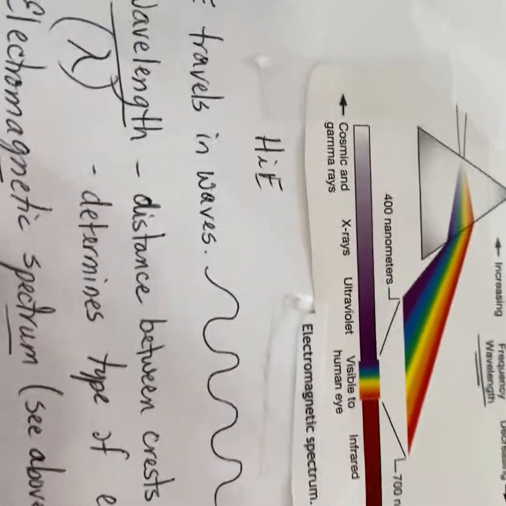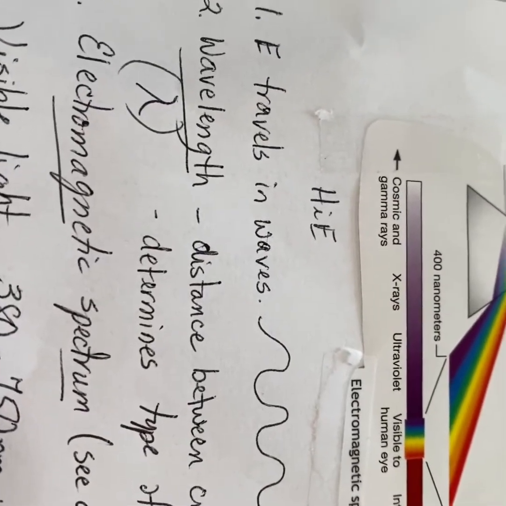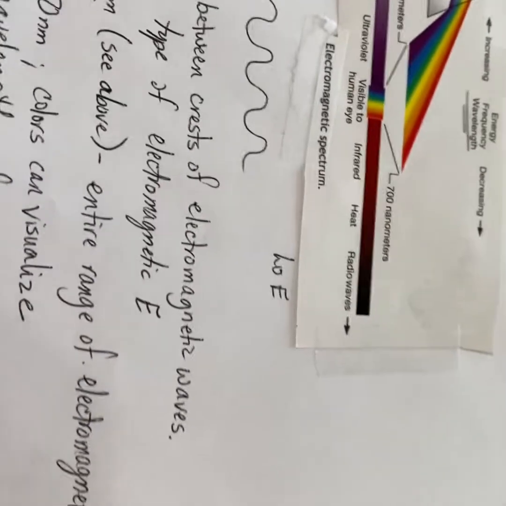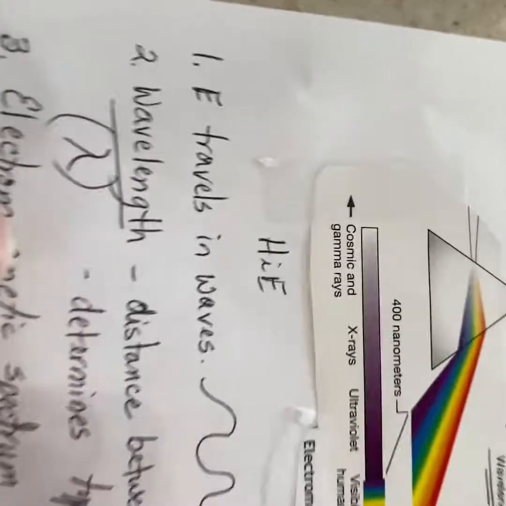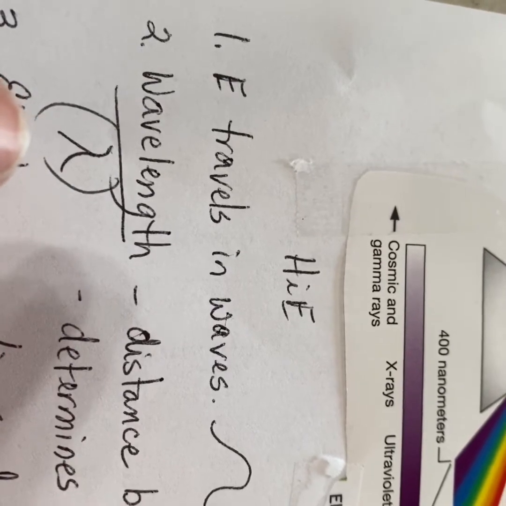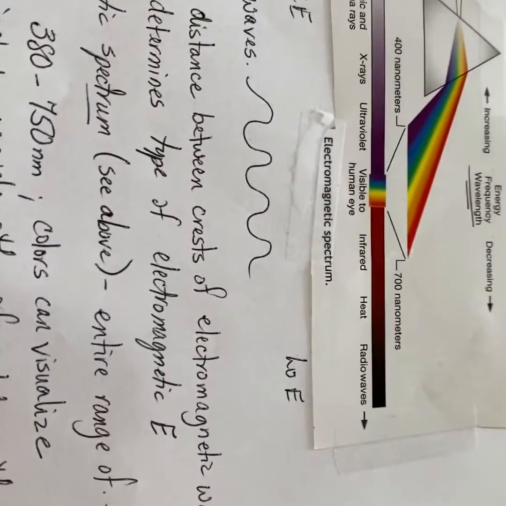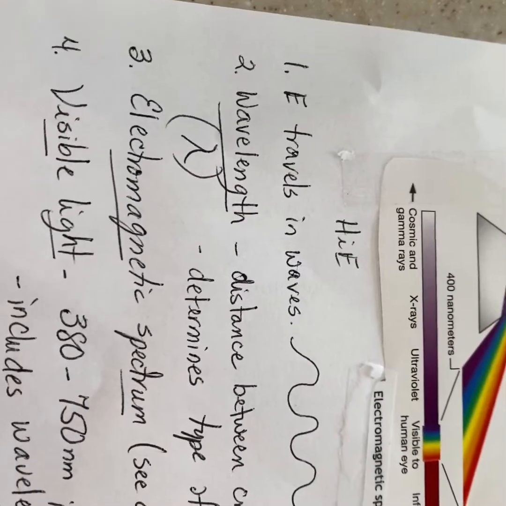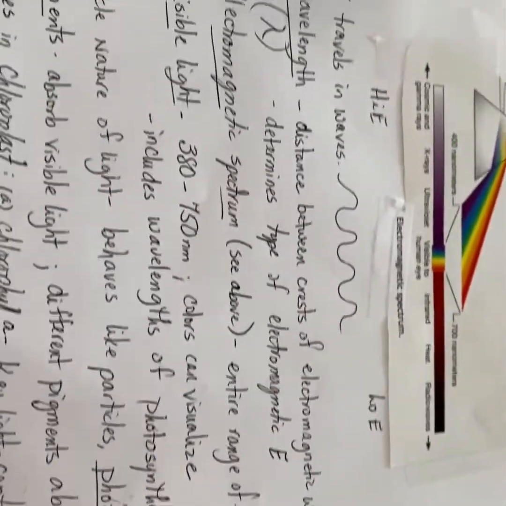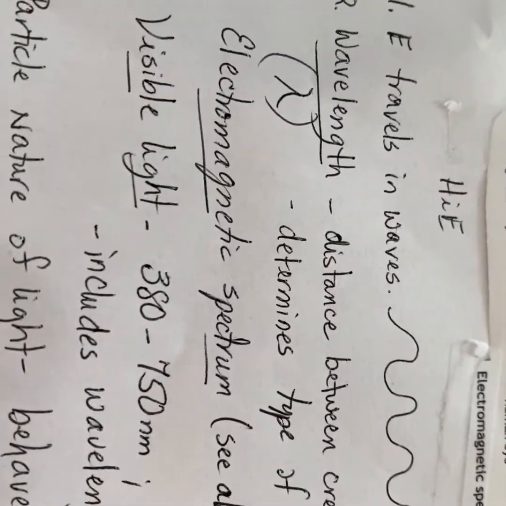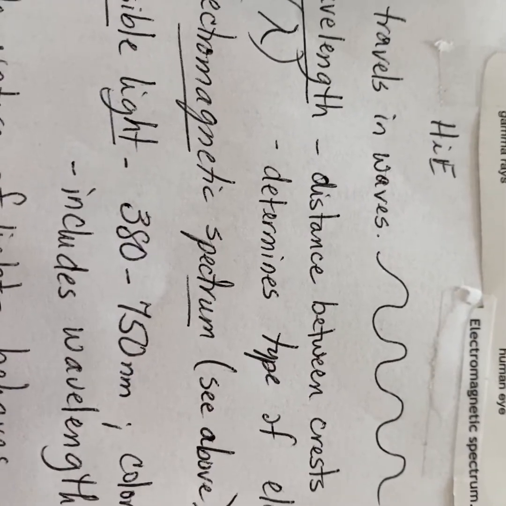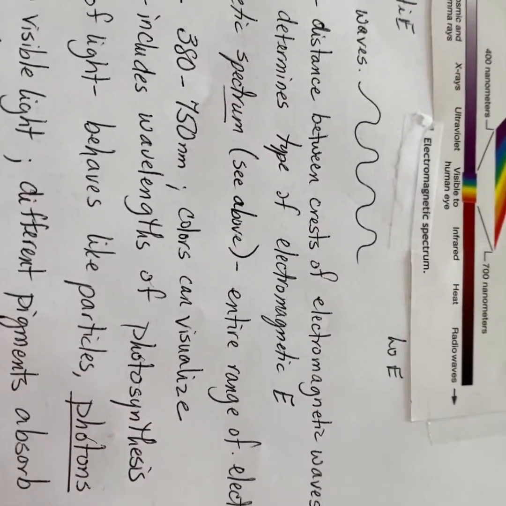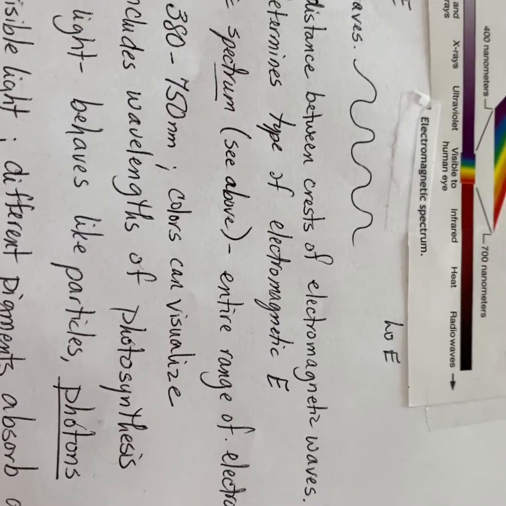Now, energy travels in waves. They can be measured, and the distance between two crests of the electromagnetic waves is called the wavelength, and this is the symbol we use for that. And this determines the type of electromagnetic energy we're dealing with. Now, the electromagnetic spectrum is shown above. That's the entire range. But visible light has a wavelength of 380 to 750 nanometers. And these colors can be visualized. And it includes the wavelengths that are used for photosynthesis.